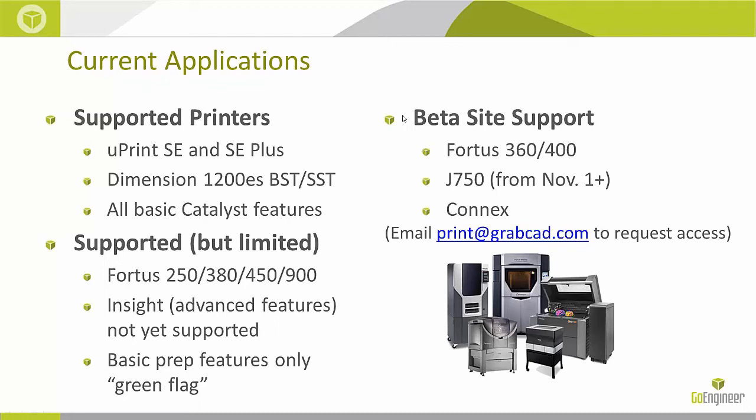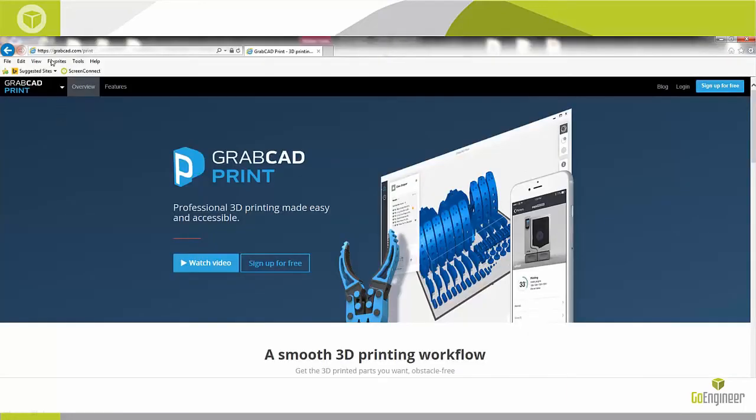Beta testing is currently going on for legacy Fortus systems, the J750, and Connex printers. If you would like to request access, please email print@grabcad.com. If you'd like to download the software, please go to grabcad.com/print and sign up for free.